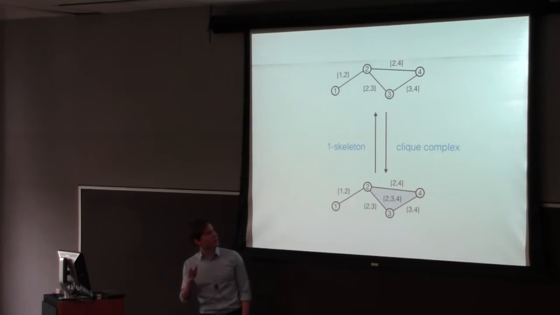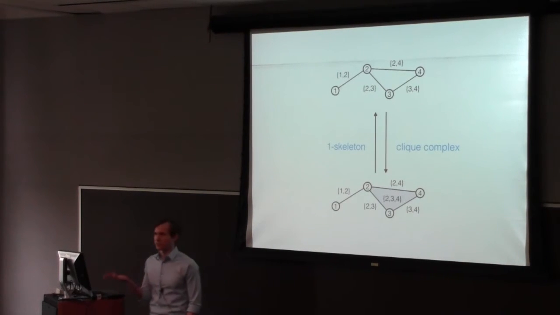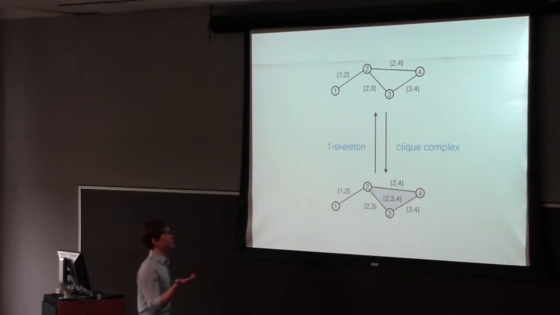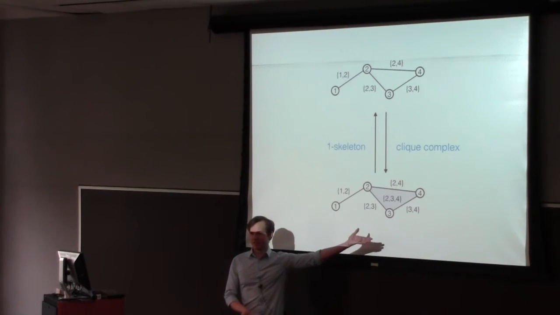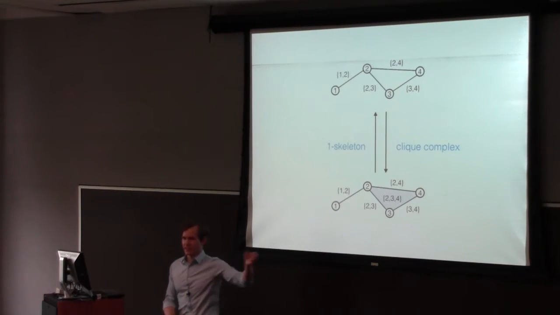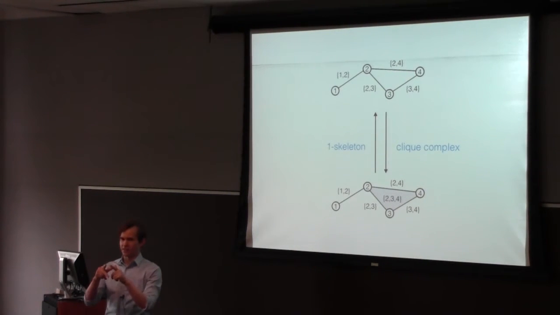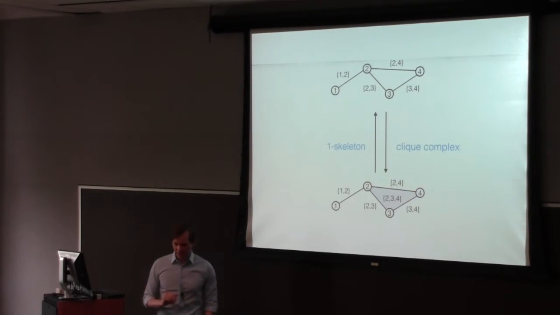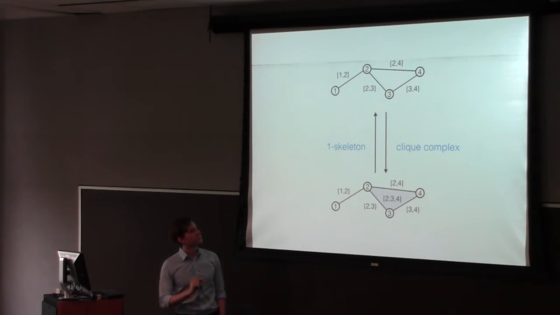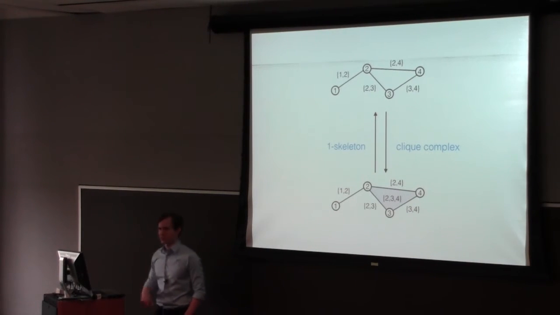If anybody here works with combinatorial graphs or networks, you can always go from a graph to a simplicial complex by the simple process of saying anytime you have a clique in the graph, a full subgraph, you can just say, okay, all the vertices in that clique together form a simplex. And you can go back in the other direction: just forget about the simplices and you're back to a network.